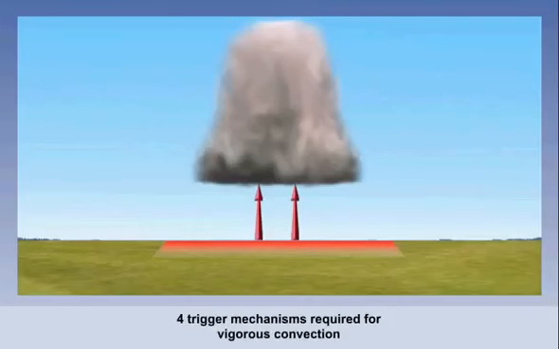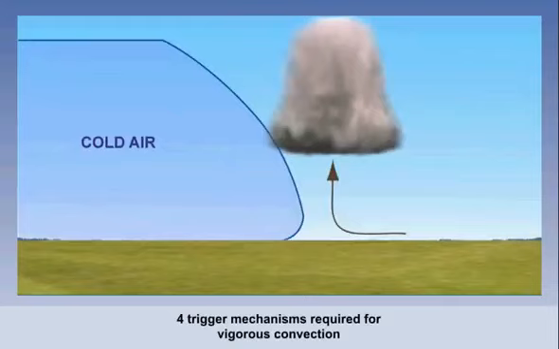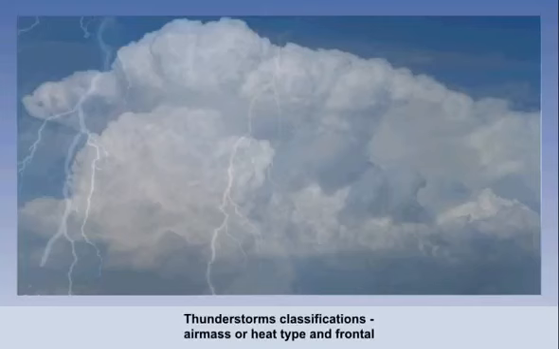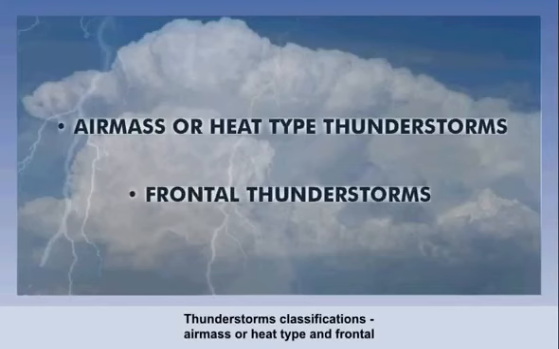The main trigger actions that cause air to ascend and form vigorous convective activity are convection from surface heating, orographic uplift, convergence, and frontal uplift. There are generally two different types of thunderstorms: ones that occur in a single air mass, most common in summer and occasionally spring or autumn months, and frontal thunderstorms, which are the more common type in winter. Let's take a look at these in a little more detail.